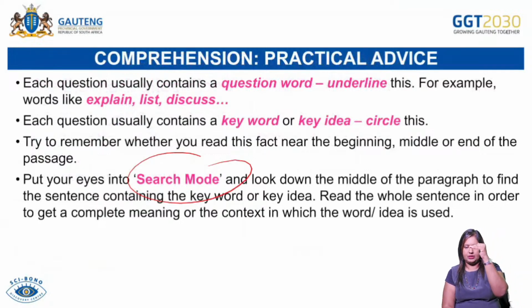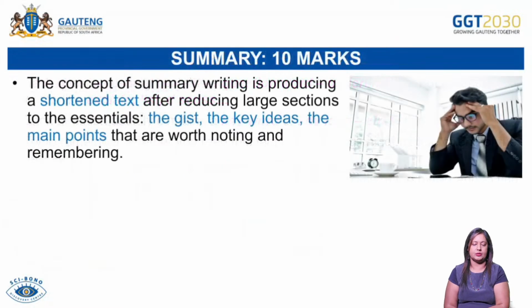Put your eyes into what we call the search mode, and that is to look from the middle downward in each paragraph for important information. It's usually where the chunk is found in that paragraph. So read the whole sentence and try and get a complete meaning of what is being said in context. In other words, in relation to the topic that we are speaking about.